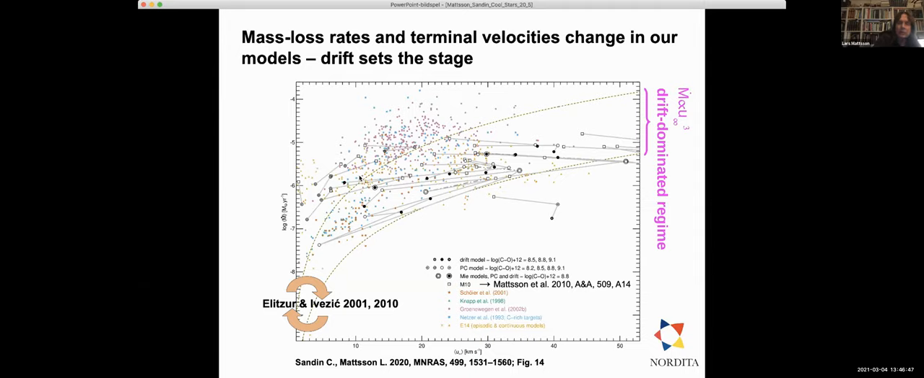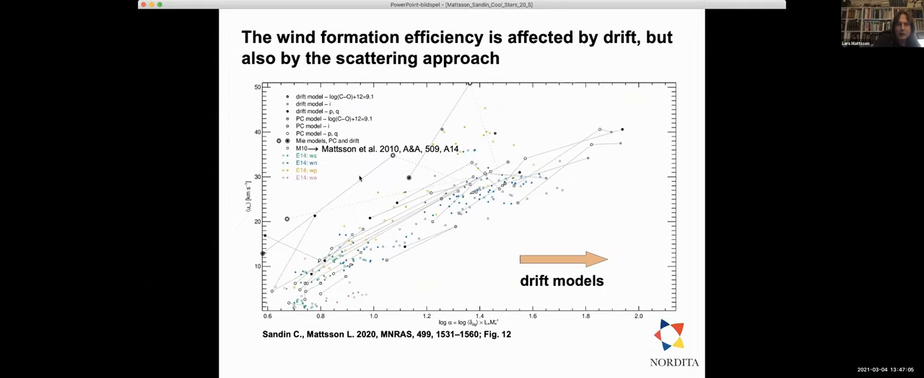The data points are jumping around a bit, whether you're using drift or not using drift, or whether you're using ME theory or not, but we're still in the right ballpark. And we tend to be in this drift-dominated regime as defined by Elitzur and Ivezić. And when we compare with other previous theoretical models, there still seems to be a lot of agreement.